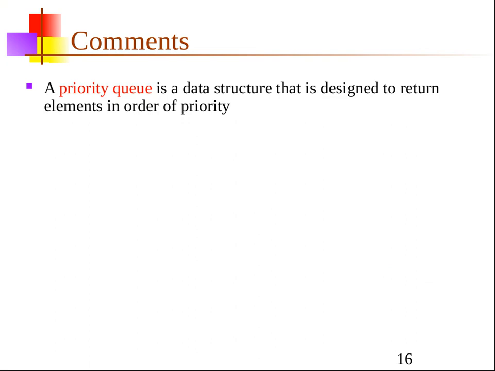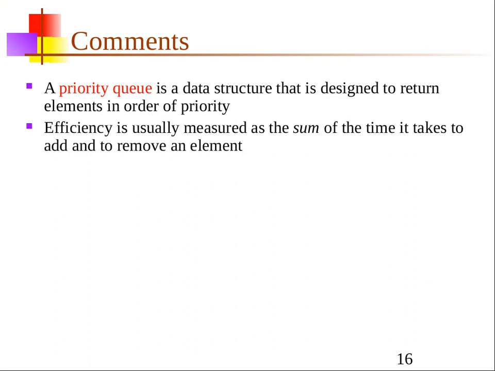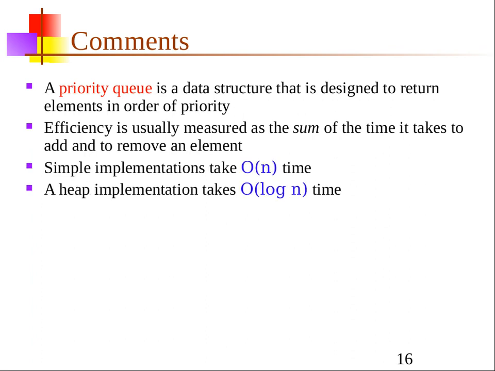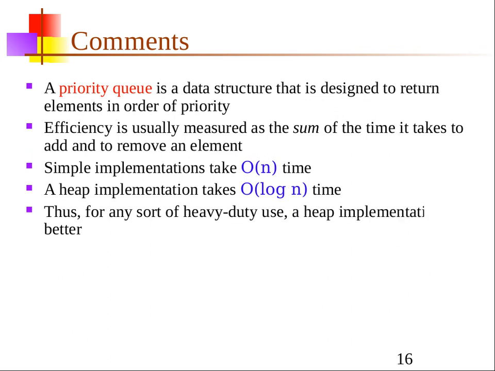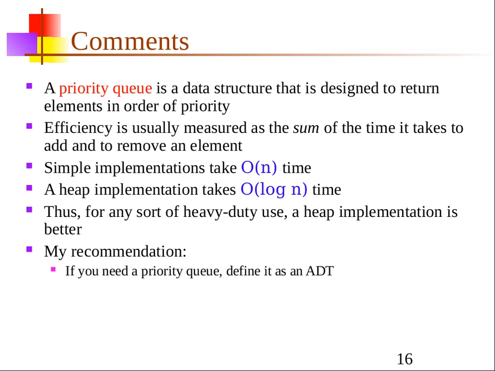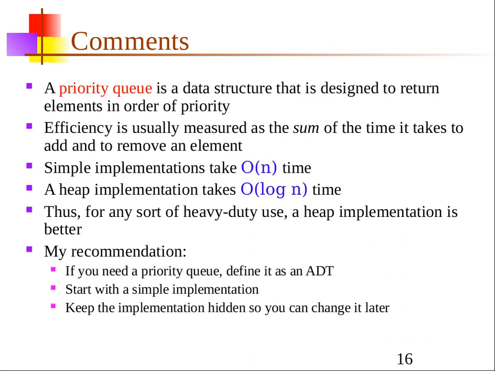All right, well, a priority queue is a data structure designed to return elements in order of priority. Efficiency is used to measure the sum of the time it takes to add and remove. Simple implementations are O of n. A heap takes log of n. Therefore, for any sort of heavy-duty use, a heap implementation is better. Really, just use heap, period, because it's not that bad. This is the author's recommendation. Okay, yeah, ignore that. The end.